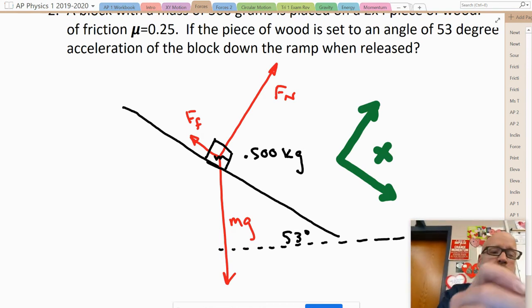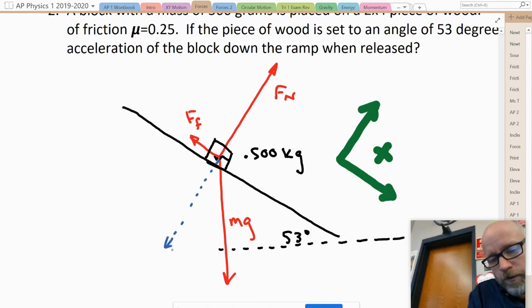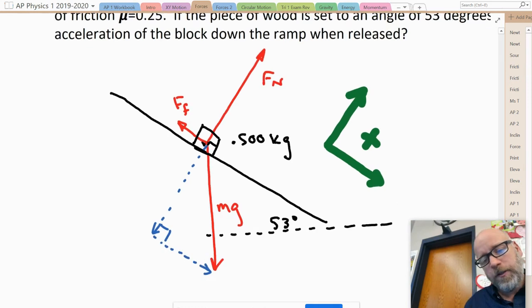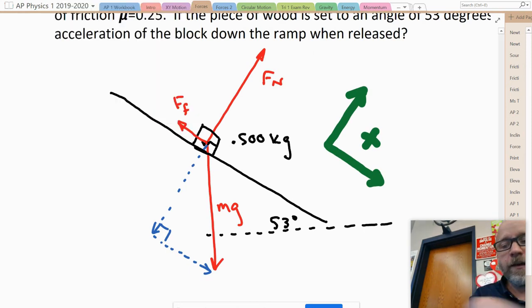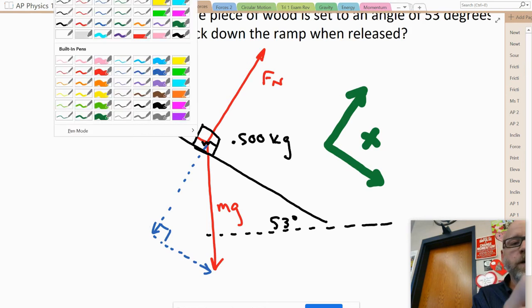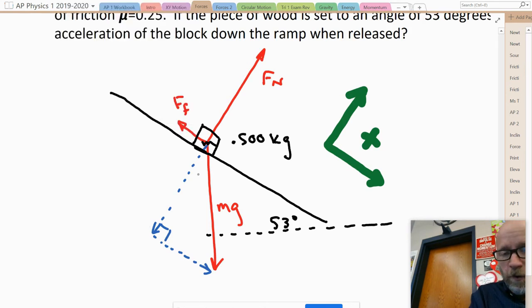I need to take that mg and I need to break it up into components. So I'm going to do that. Every time I do that, I double check and make sure that those are perpendicular to each other and that the normal force is the same length right here as my mg cosine of theta. Oh, I kind of already let the cat out of the bag there. This component is adjacent to the angle, so it's going to be mg cosine of theta. This component is going to be mg sine of theta.